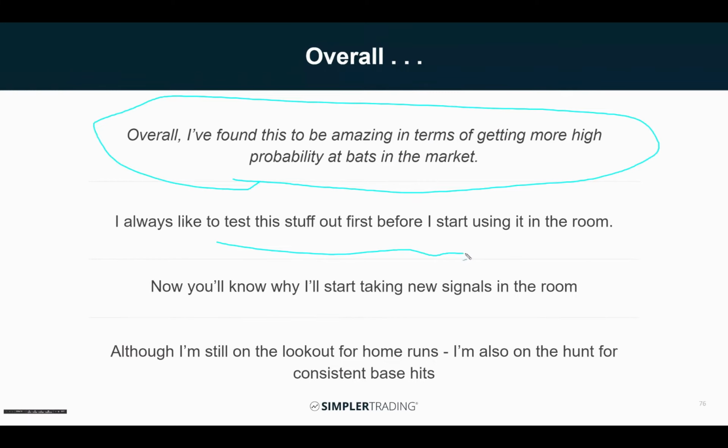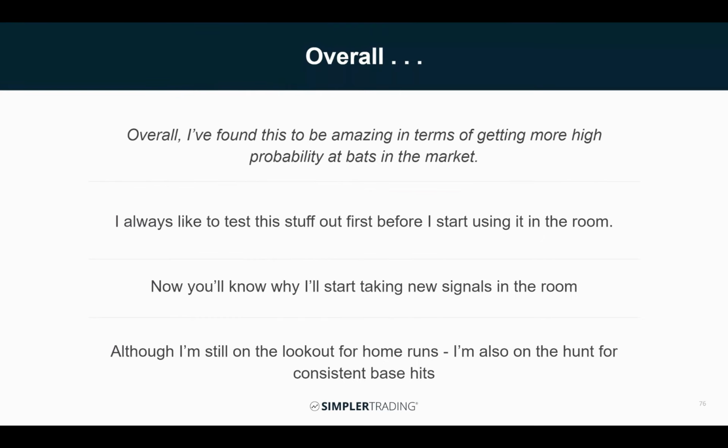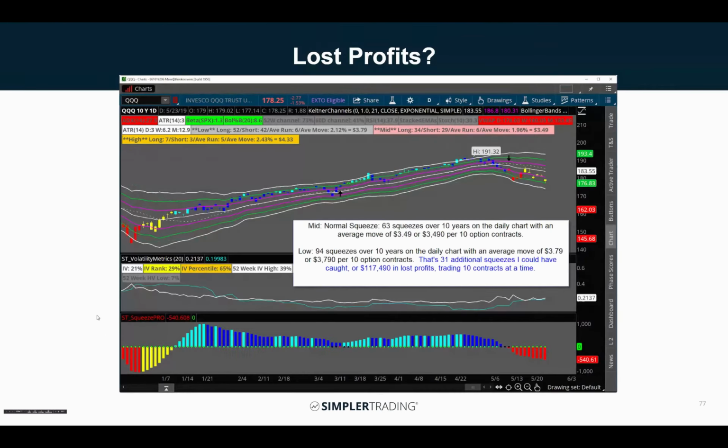And I always like to test this stuff out first before I start using it in our room or any of the services. So now you'll know why I start taking some stuff that you may not see. Like, why are you taking this? There's a squeeze. No, there's not. I don't see a squeeze. It's a new squeeze, right? So although I'm still on the lookout for home runs, I'm also on the hunt for consistent base hits.